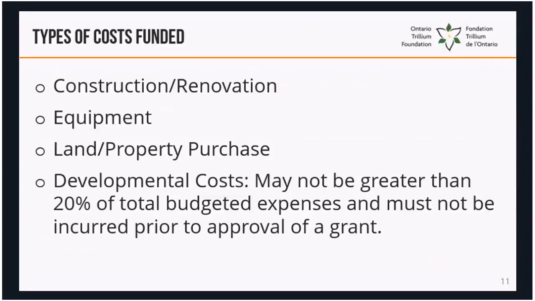And finally, can also include developmental costs. Costs associated with construction, such as the development of plans, legal fees, or survey costs. These costs can be up to a maximum of 20% of the total grant request. All costs funded by OTF must be eligible and directly attributable to the project. OTF limits capital funding to $150,000 for any single eligible project to effectively respond to the broad need for capital funding in Ontario's voluntary sector.